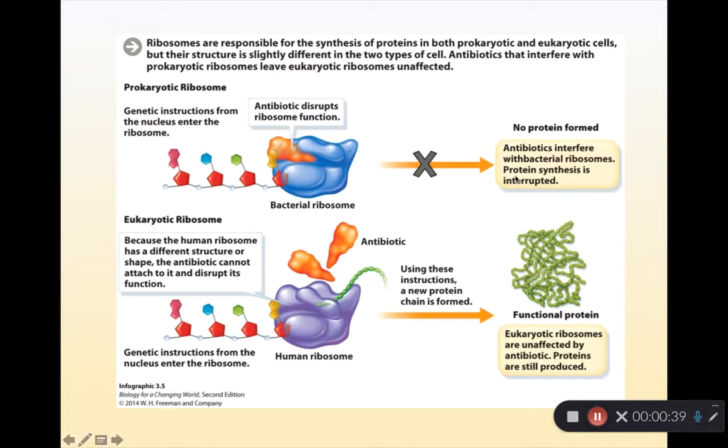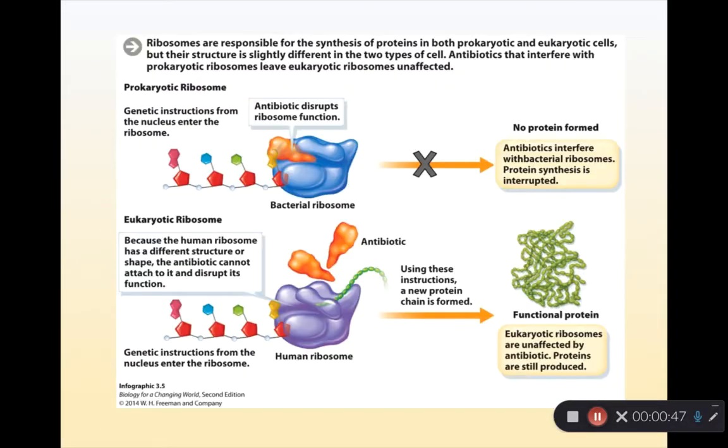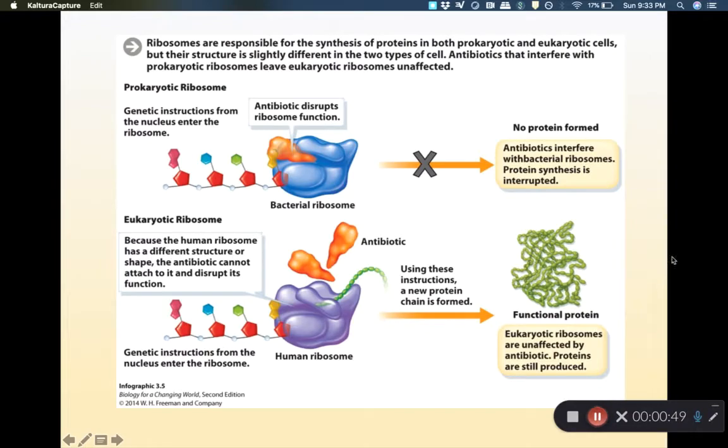So the first thing I want to talk about is ribosomes. Ribosomes are responsible for the creation of protein in both prokaryotic and eukaryotic cells. However, when we're looking at prokaryotic ribosomes, there are specific antibiotics that can actually disrupt this ribosome function. So rather than only targeting these cell walls, there's potential for antibiotics to disrupt things within the cell.